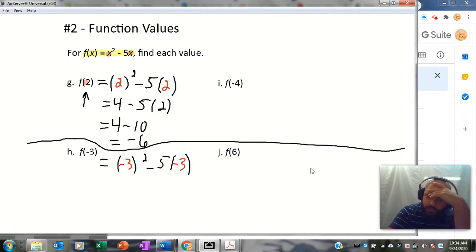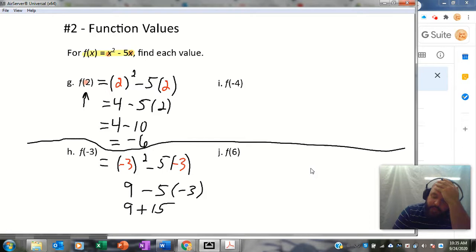And then from there, you are going to square first. So negative 3 times negative 3 is positive 9. And then minus 5 times negative 3. Followed by that, we are either going to do subtraction or multiplication. PEMDAS says multiplication. So we have to do negative 5 times negative 3, which becomes positive 15. And then 9 plus 15 is 24. And there's your final answer for part H.